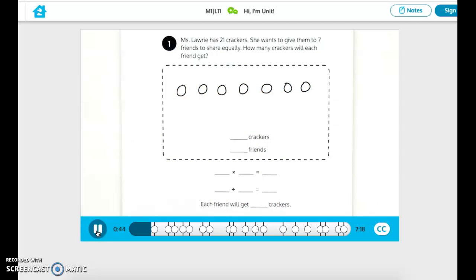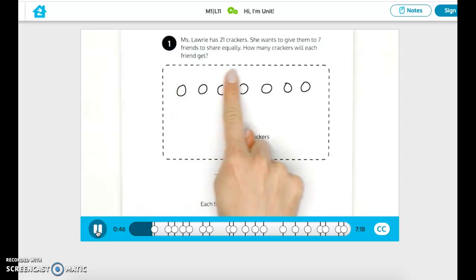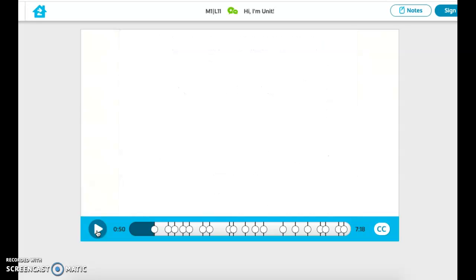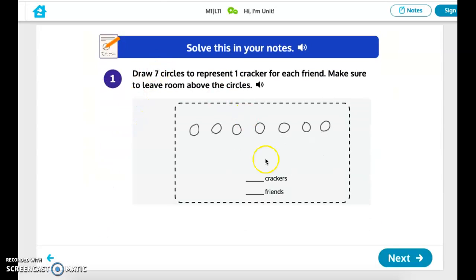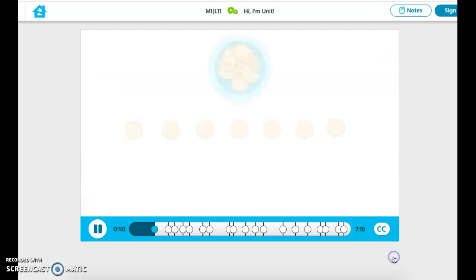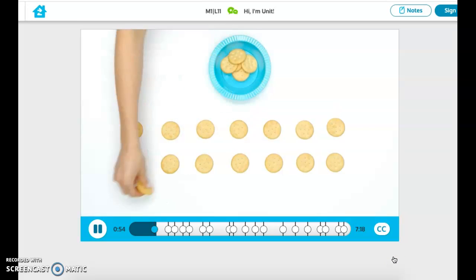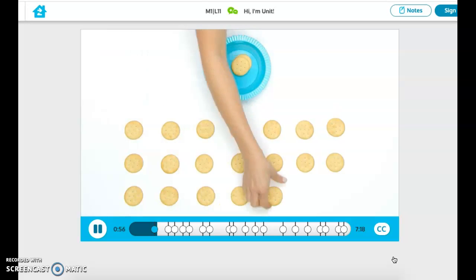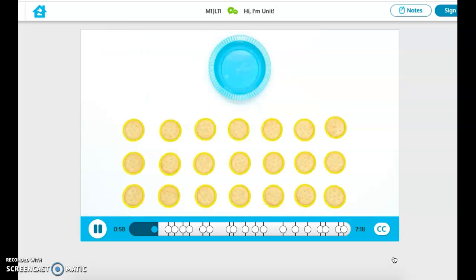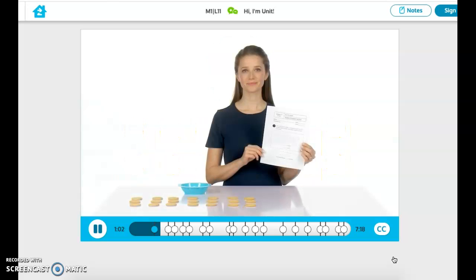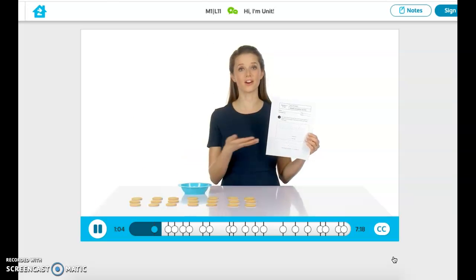Your turn. Make sure to leave some room above the circles so we can add labels later. I'll keep passing out crackers in each of the 7 groups until I've passed out 21 total crackers. I have 21 crackers divided into 7 equal groups. Now let's show this in our notes.